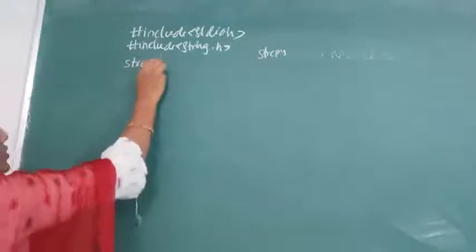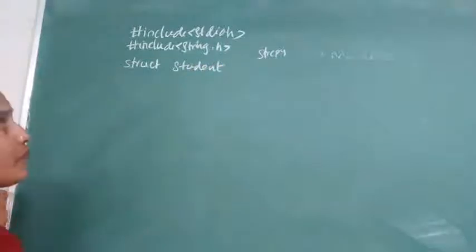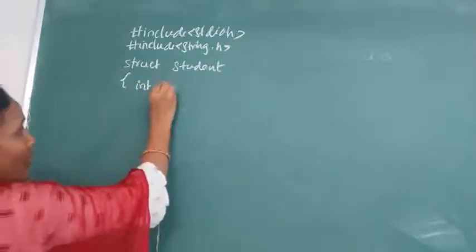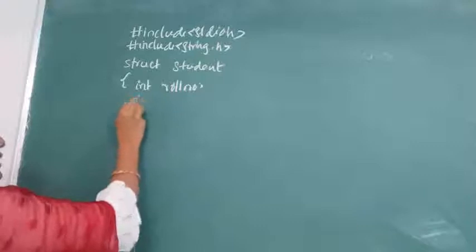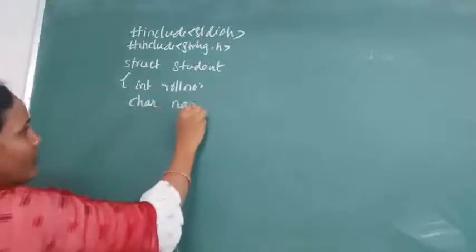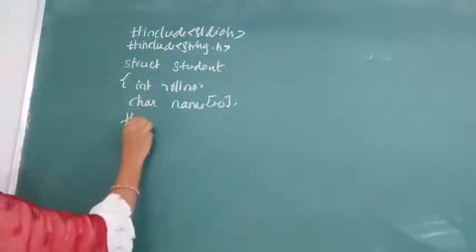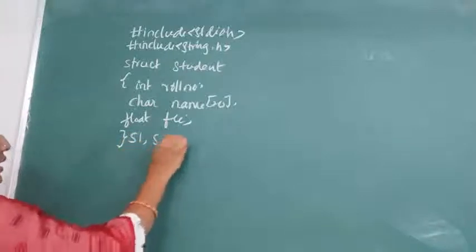Understood? Now after this, you create the structure. Struct student. What is the name of the structure? Student. So about the student, what information do you want to store? I want to store int roll number of the student, and that is of integer type. Next, char name of the student, 20 characters. Next, float fee of the student. So 3 members, and 2 students want to use this: S1, comma, S2.